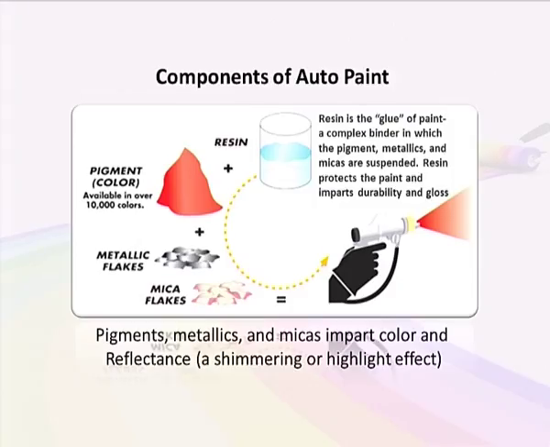Now, we can see here the components of auto paint. In auto paints, resin is mixed with the pigment for color, and metallic flakes to give it metallic luster, and mica flake. These are all mixed together and finally sprayed on the auto part. Resin is the glue of the paint, a complex binder in which the pigment, metallic flakes and mica are all suspended.